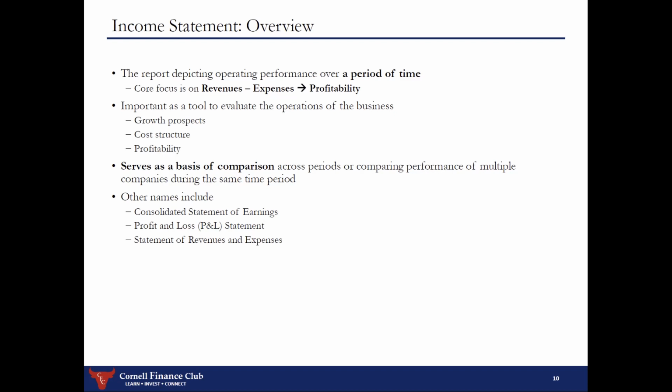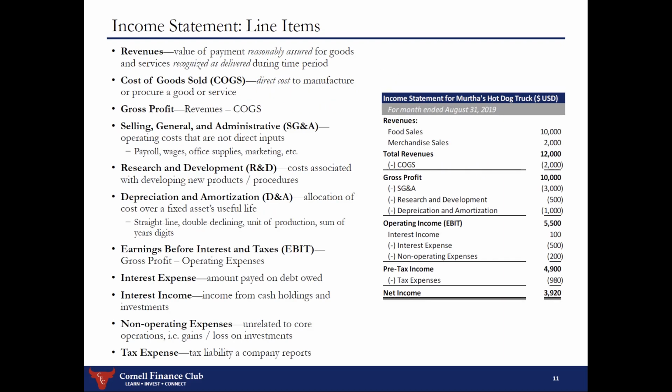And it also has several other names, including consolidated statement of earnings, P&L statement, and statement of revenues and expenses. Finally, some major line items. So there's revenue, which is value of payment that is reasonably assured for goods and services recognized as delivered during the time period. So what this means is, for example, if someone submits an order for some hot dogs, that would mean that the value of the payment is reasonably assured because they've said that they would like to purchase their hot dogs.